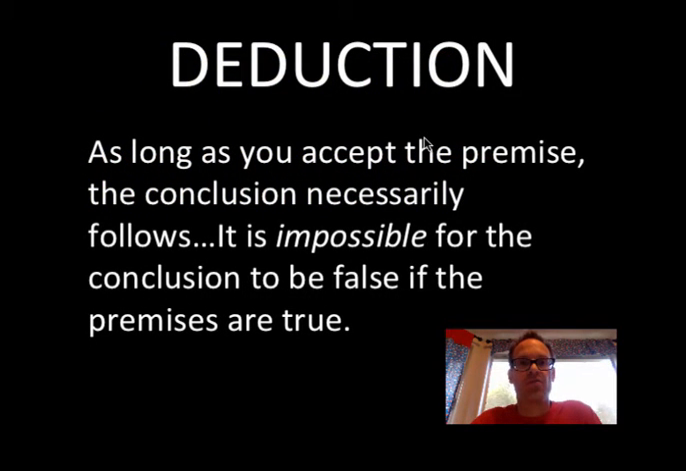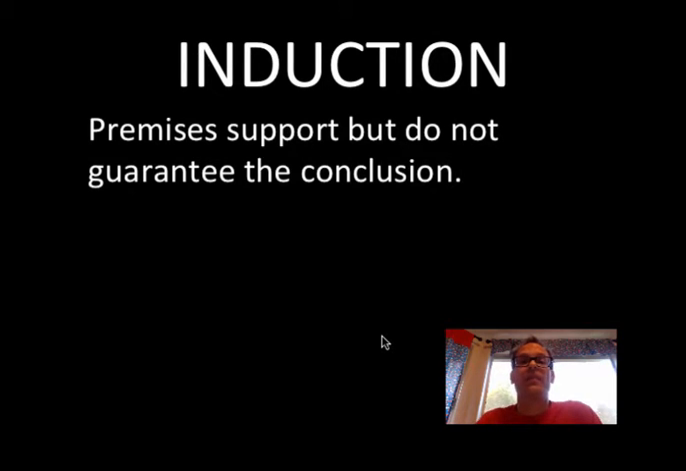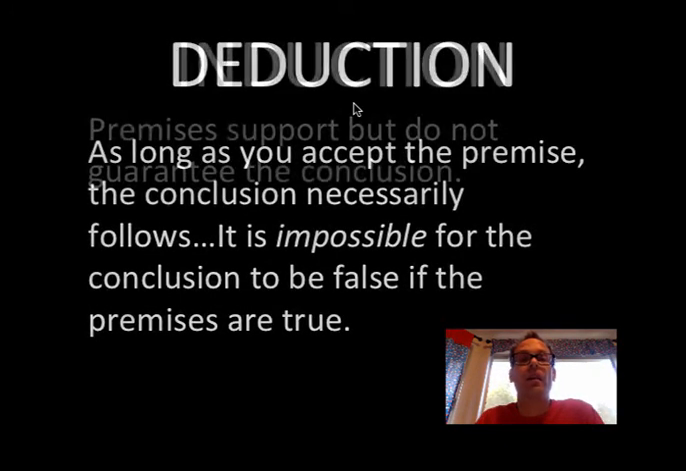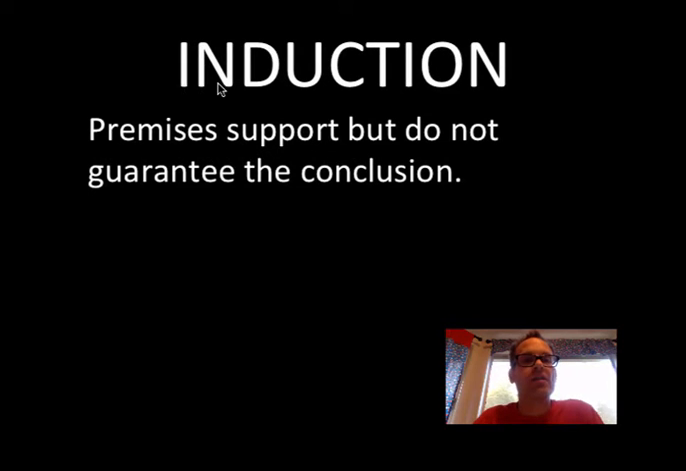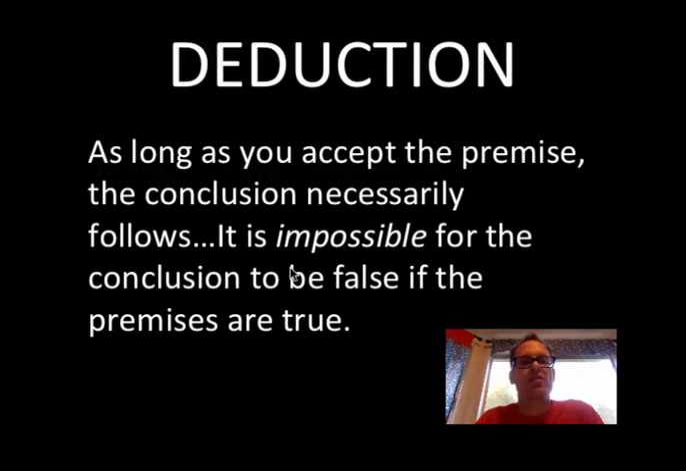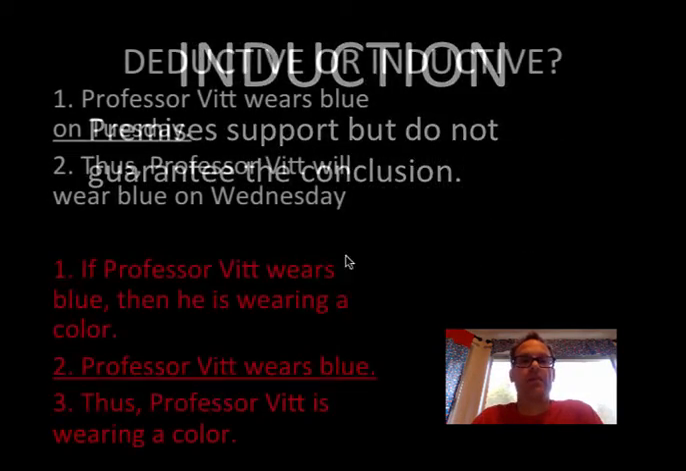Let's look at deduction first. Now, the book says of deduction that as long as you accept the premise, the conclusion necessarily follows. Yeah, that's fine. That's okay. That's a good way to think about it. But you can be a little more precise, and you can say it's impossible for the conclusion to be false if the premises are true. So that's different than induction, where the premises support, but they don't guarantee the conclusion. So a quick little trick here to remember. Induction is one where the premises support the conclusion. Deduction is when they guarantee the conclusion. Let me give you an example of that.